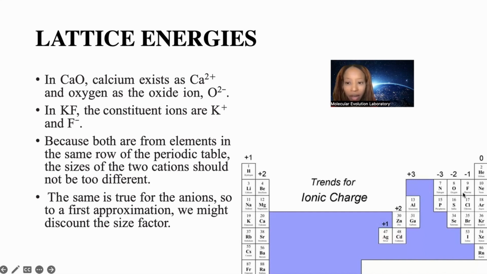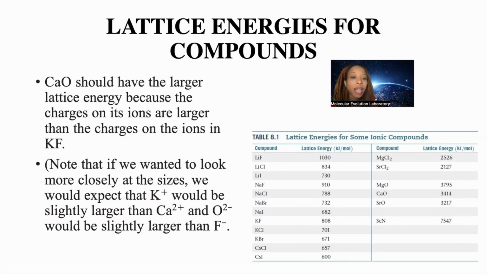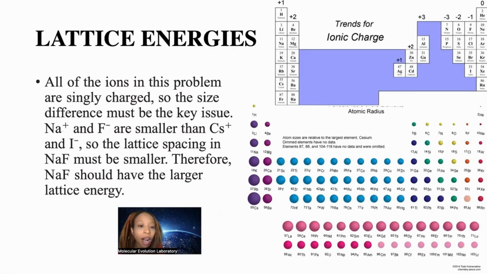not be that great. So calcium oxide should have the larger lattice energy because the charges on its ions are larger than the charges on the ions in potassium fluoride. In that case, potassium would be slightly larger than calcium as well, and oxygen would be slightly larger than fluorine. All the ions in this problem are singly charged, so the size difference must be the key issue.